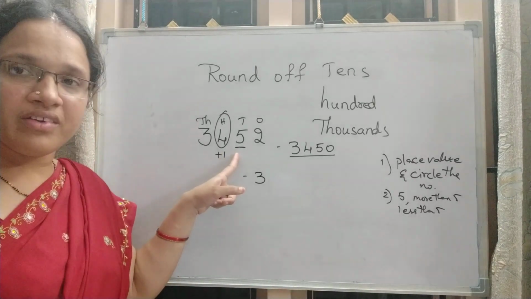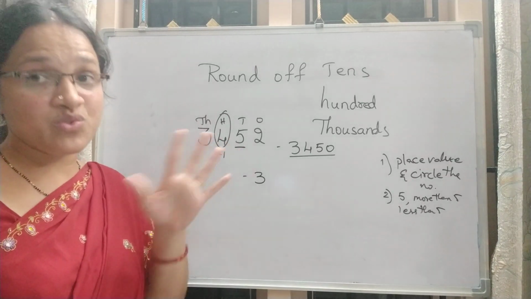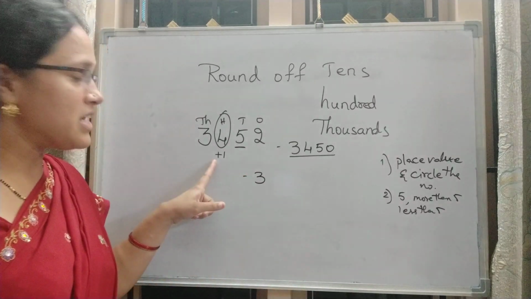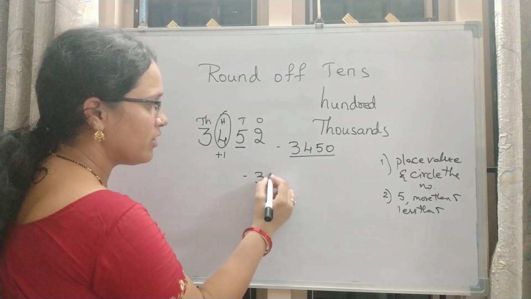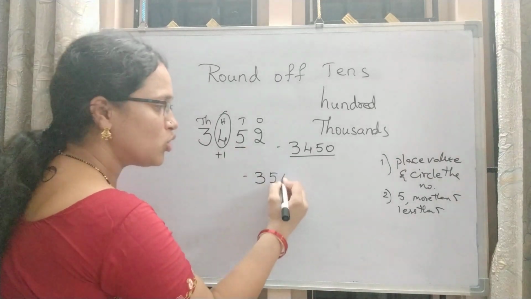If it is 5, that means the next number to it, if it is 5 and greater than 5, plus 1 will be added. Now see how to write this number. 3, 4 plus 1, 5. So how many digits are there? 2 digits. So 2 zeros.